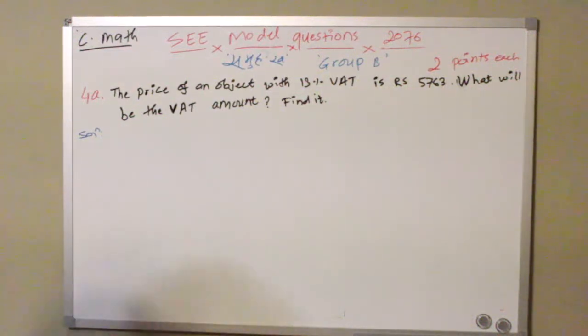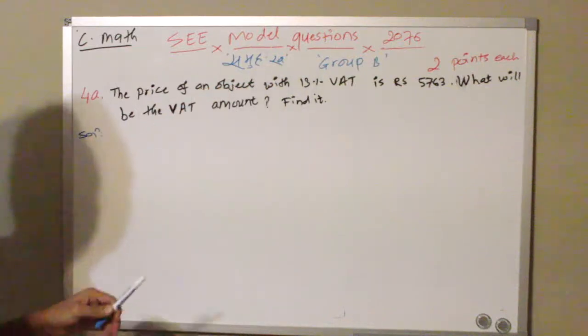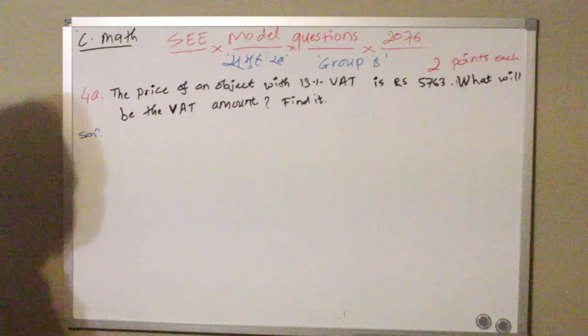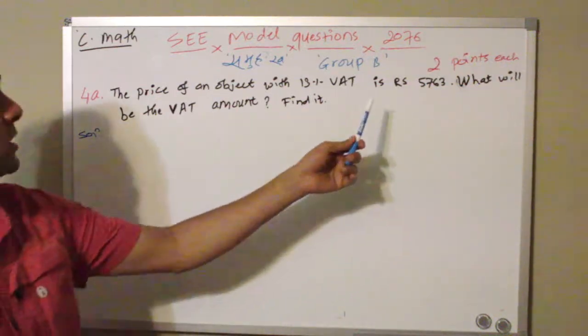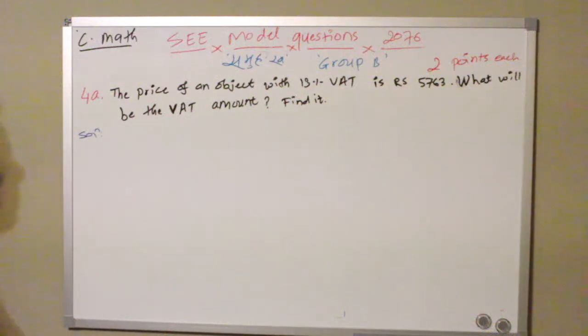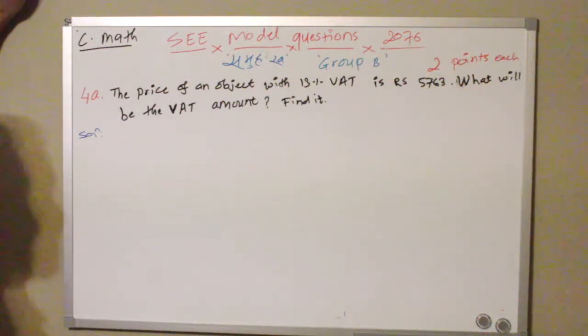Okay, now we have completed group A. We are going to group B. Group B contains 17 questions. Each question is worth 2 points, so the weightage of each question is 2 points. So you have to imagine that it has to be a little bit longer than what we had before.